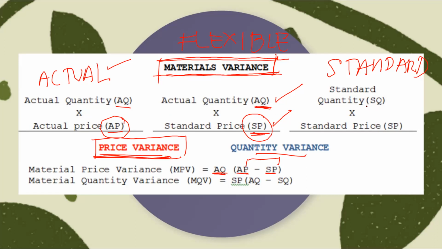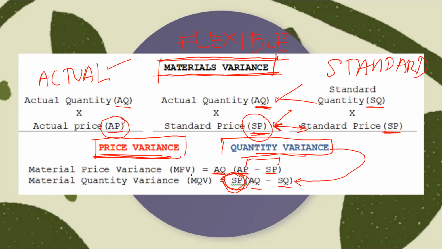Under your standard, you have standard quantity and your standard price. What is the difference, no? And what is the similarity? The similar item between the two is your standard price. They are both using standard price, but they are not using the same quantity. That is why it's called the quantity variance, because you are trying to differentiate the actual quantity and the standard quantity, multiplied by the standard price. Okay? Sorry, that's your material quantity and the material price variance now.